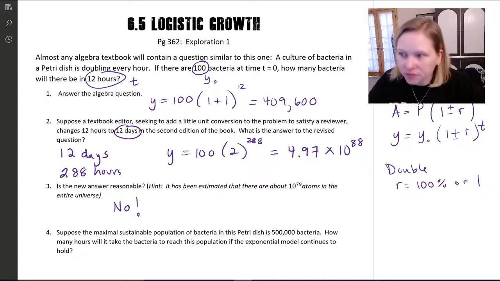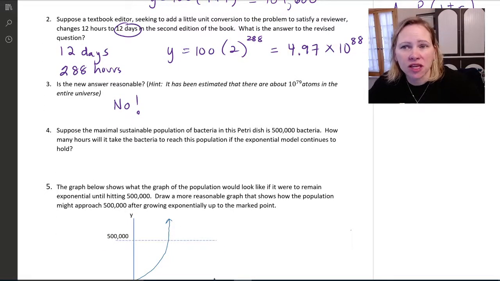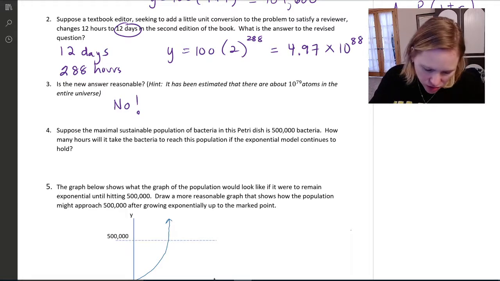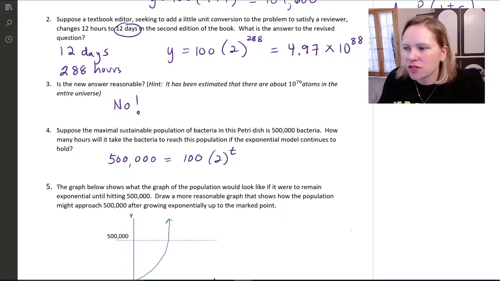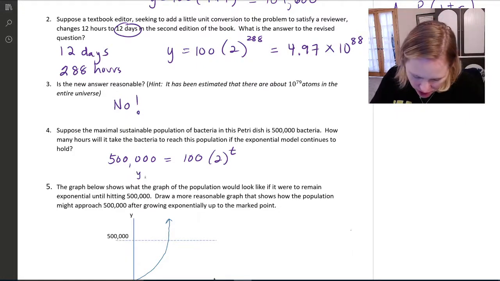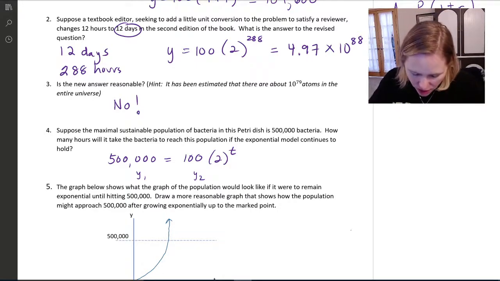No, no, no. So in fact, suppose we have a maximal, fancy word, maximal sustainable population of bacteria in the petri dish of 500,000. How many hours will it take to reach that maximum number? Well, what we're going to do is we're going to solve this equation. 500,000. We want to know at what time, how many hours have passed. And we're going to solve this. We can either solve this graphically by plugging this into y1, this side into y2, and finding the intersection. We can also solve it algebraically.